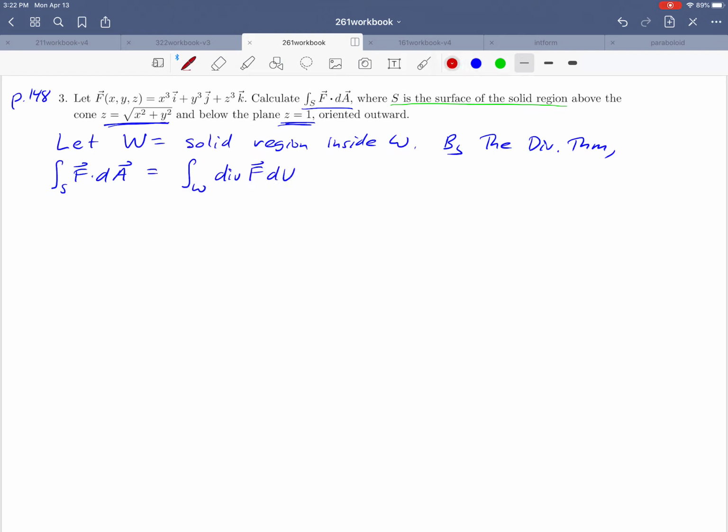Okay, and just a reminder again, what we're integrating over, W, is the triple integral over the solid region. We'll keep that in mind as we're going through the problem. So we need to calculate the divergence of this vector field that we're given. That involves just taking partial derivatives of our three components, and if you do that, you're going to get 3x squared plus 3y squared plus 3z squared for your divergence. So let's go ahead and write that down.